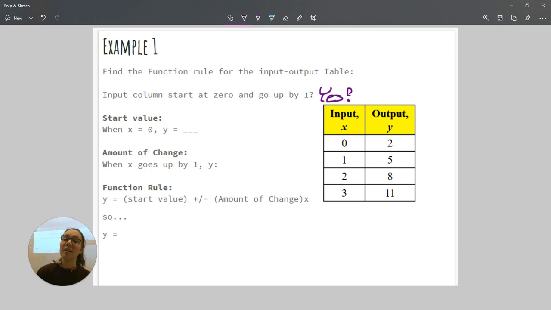All right. The next thing we're looking for is our start value. When x equals 0, what does y equal? This is also called a y-intercept, and it's where your graph will cross your y-axis. When x equals 0, y equals what? Well, with a table, we can just look. When x equals 0, y equals 2.